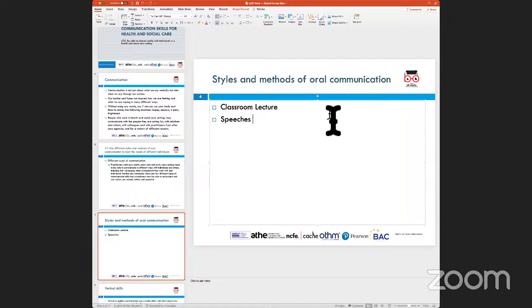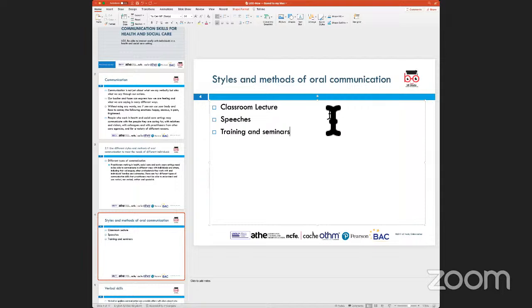Then you'll also look at speeches. If you're attending, for example, an event, and there is a speech by a couple of people, that would be termed as oral communication. You would also look at trainings and seminars. They would again be mediums in which you would get oral communication.